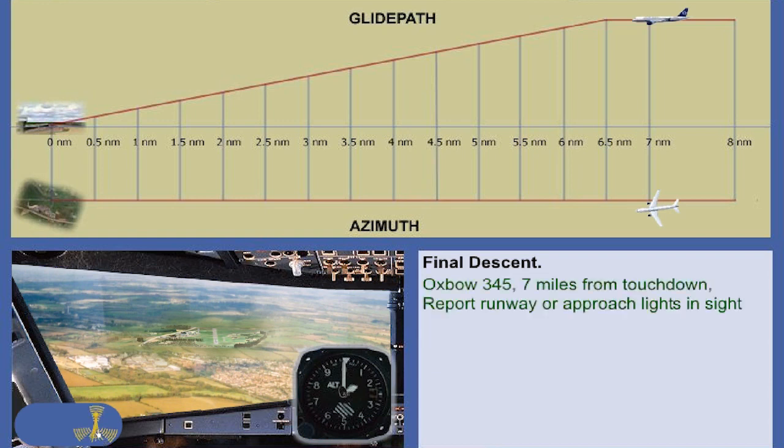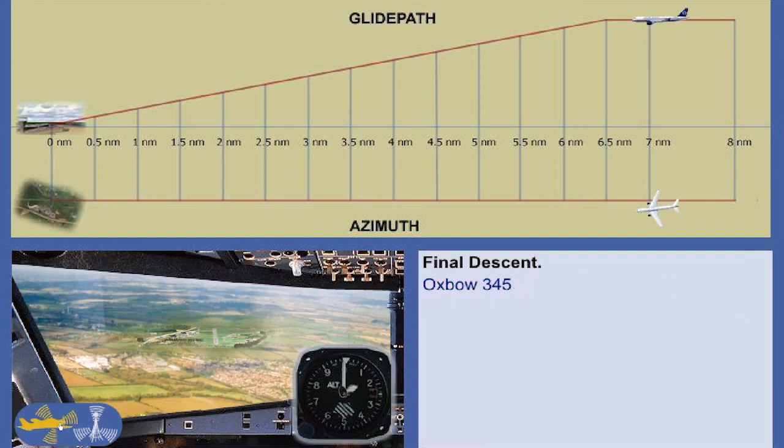Oxbow 345, 7 miles from touchdown. Report runway or approach lights in sight. Oxbow 345. Oxbow 345, after landing, contact Stephenville Tower on 118.5. After landing, Stephenville Tower, 118.5. Oxbow 345.